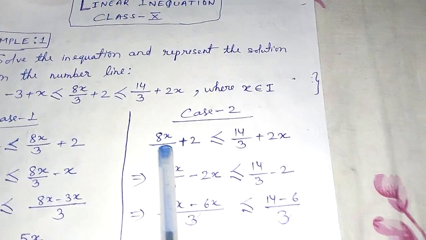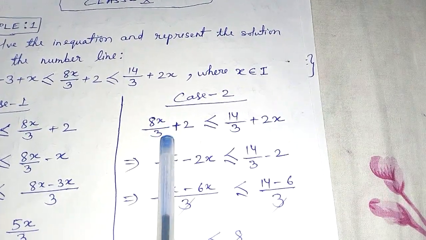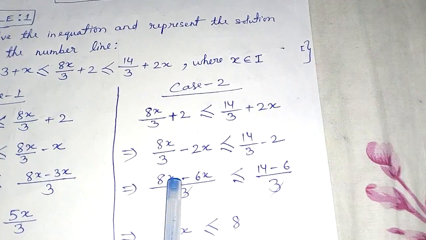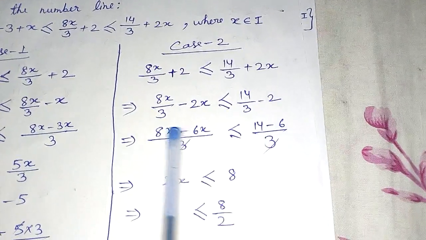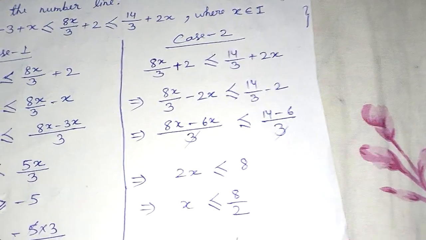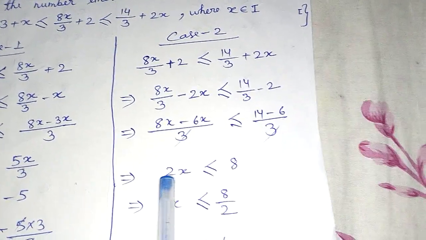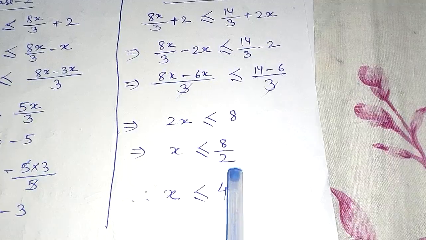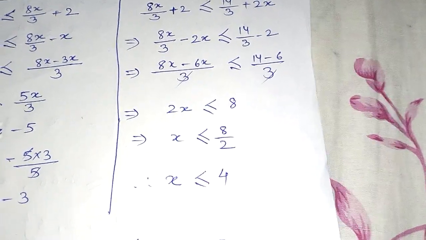And here case 2. Now this is 2 point something x, this is 2x. That means 2 point something x is more than 2x. So 2x will come this side because this is the greater x, and minus 2 will go that side. And here also, while doing LCM on both sides, when there is 3 in the base and the denominator, we can cancel, and here we got 8x minus 6x is 2x, 14 minus 6 is 8, and when 2 goes and divides, it becomes 4. So here no need to change this symbol because x is on the correct side.